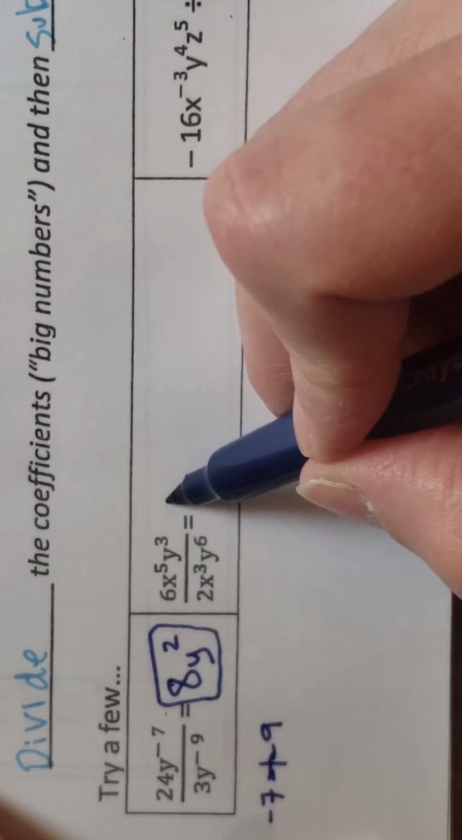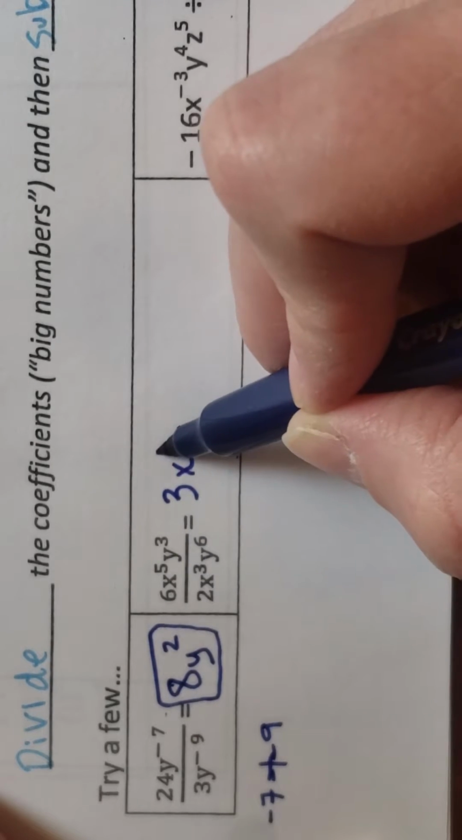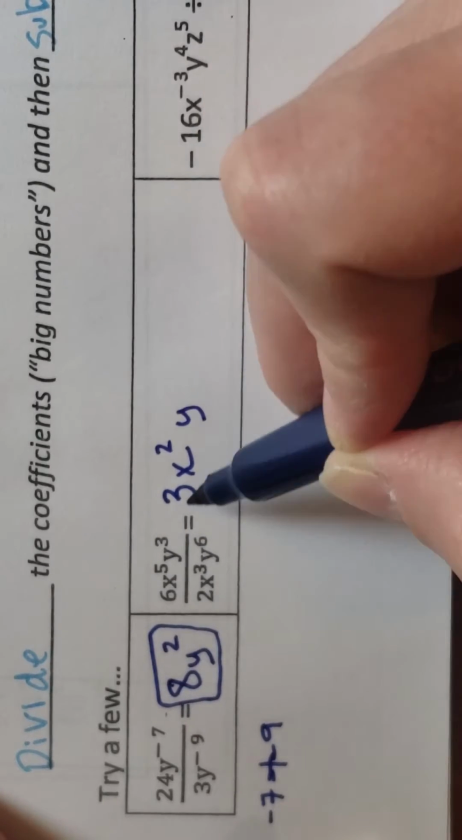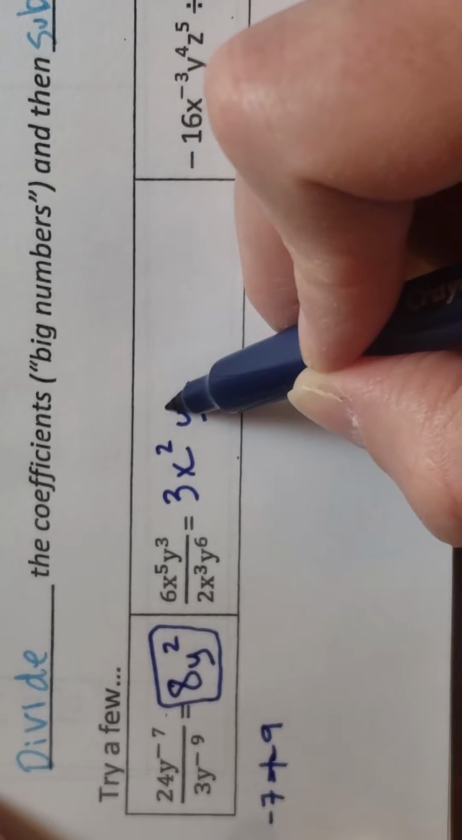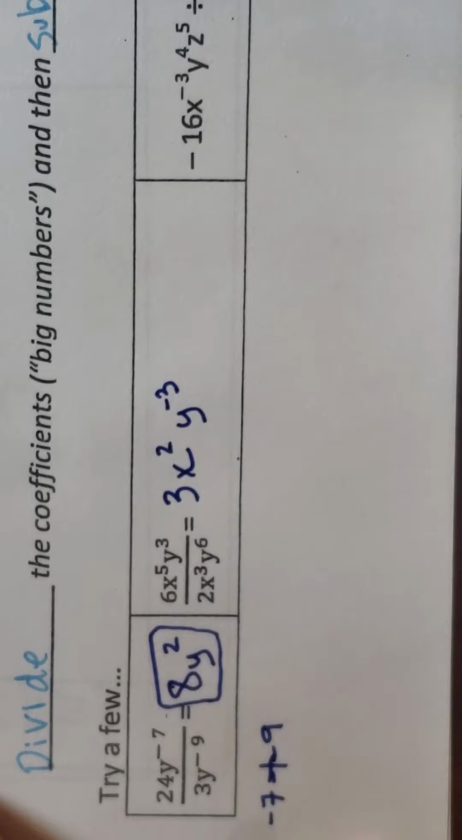6 over 2 is 3. Now the x's. 5 minus 3 is 2. Now the y's. 3 minus 6 is negative 3. Oh no. Okay, you know that that's the same as 1 over y cubed.